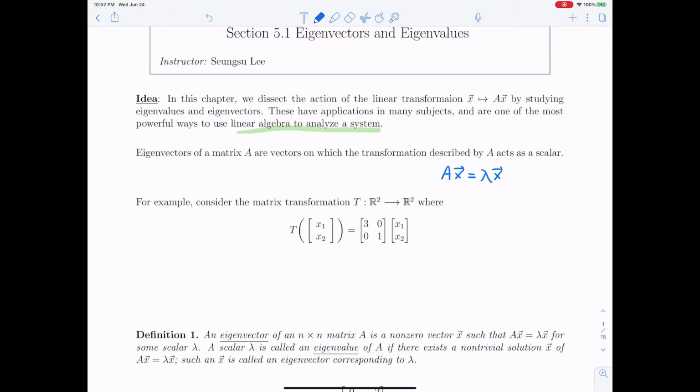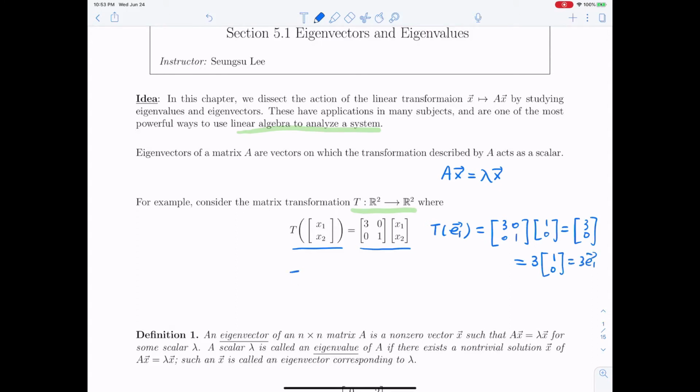Suppose that T is a linear transformation from R2 to R2, which is given by T of x1, x2 equals the matrix [3 0; 0 1] times the vector x. Then if you apply, say, e1, the first standard vector, this gives you [3 0; 0 1] times (1, 0), which equals (3, 0). But we can factor out 3, so this is the same as 3 times (1, 0), that equals 3e1.